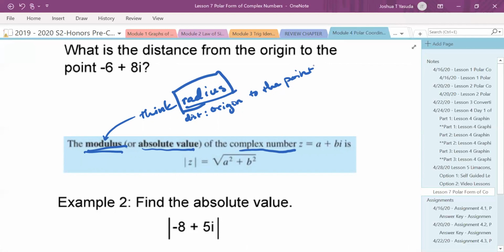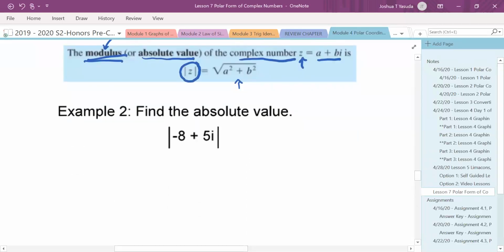So check this out, right? You have z, it looks weird, but it's really not bad. You have z, which is the complex number a plus bi, which doesn't scare us. And they're saying that the modulus is the absolute value. So there's our absolute value bars around z. And the way that you find it is you literally just do the Pythagorean theorem, right? So you're finding the radius. So it's the square root of a squared plus b squared. Simple enough, okay? So don't let it freak you out too much.